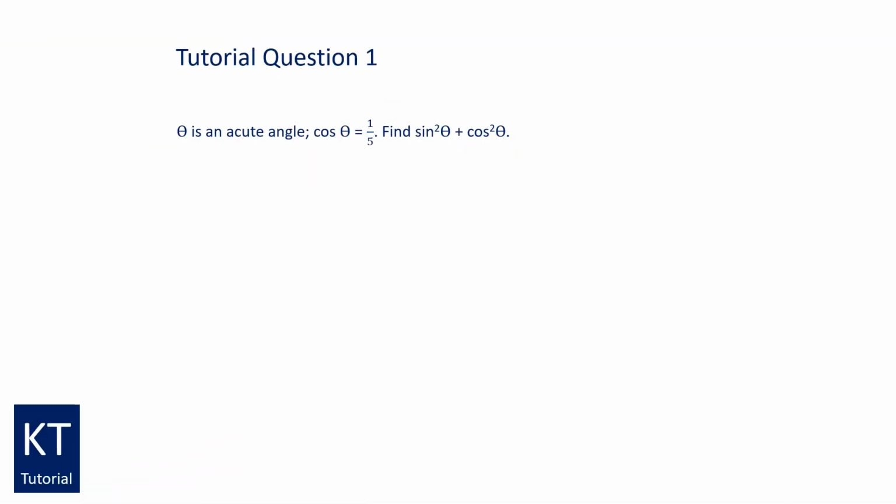Tutorial question 1. Theta is an acute angle with its cos theta being equal to 1 over 5. Find sine theta squared plus cos theta squared.